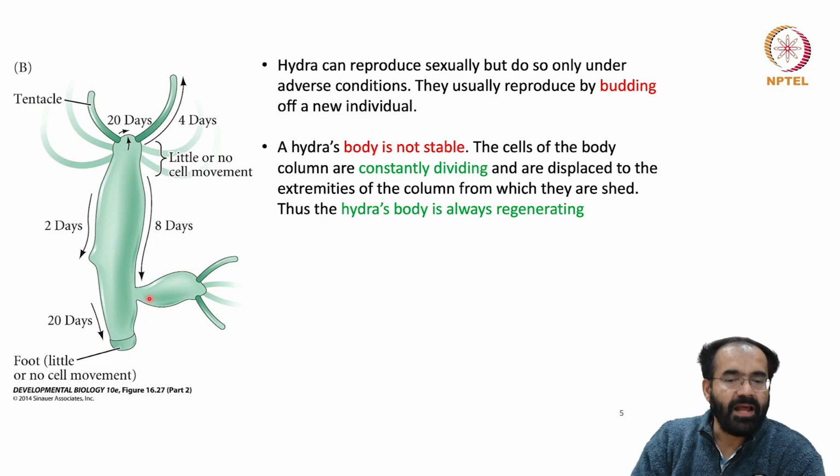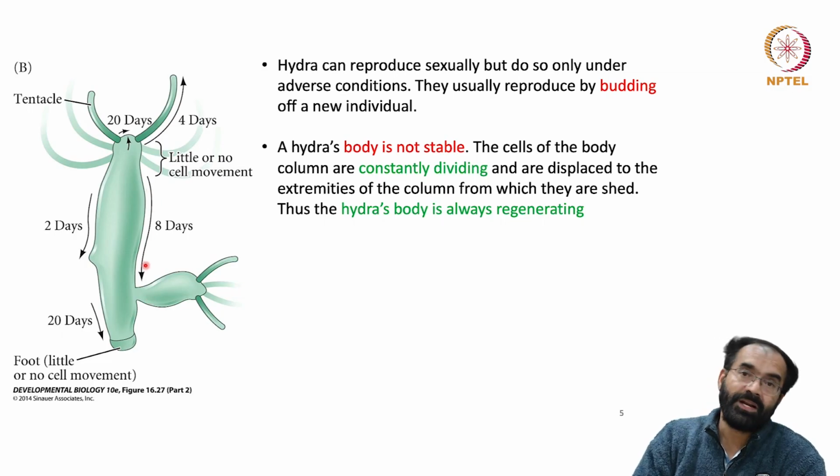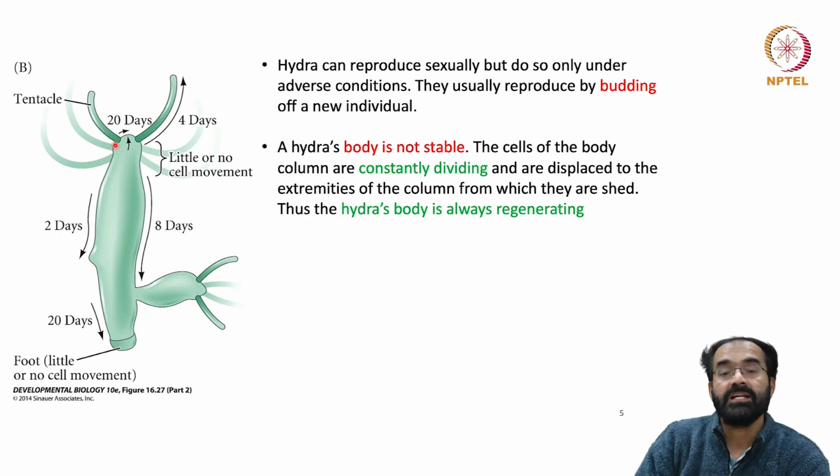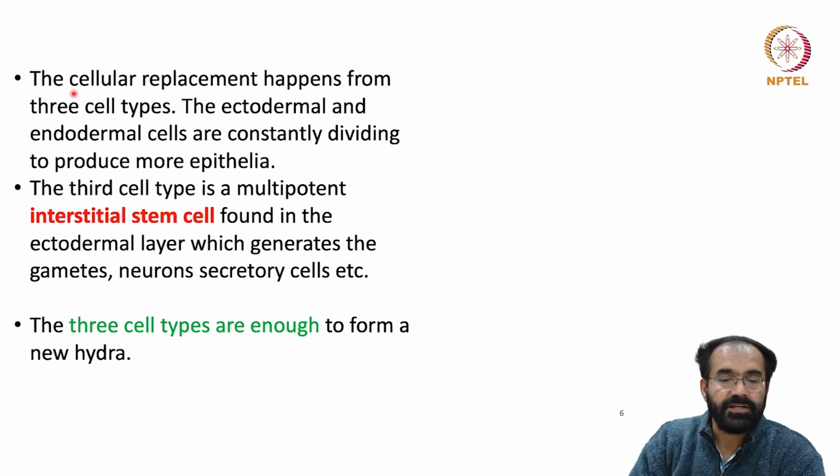So this is on average, because you need to know this is the movement of cells. Cells are being formed here, and a cell formed here takes 8 days to reach up to here. And a cell that is formed here takes around 4 days, and then it falls off from the tip. And here the movement is less, hence it takes 20 days around the neck region. But Hydra's body is always regenerating.